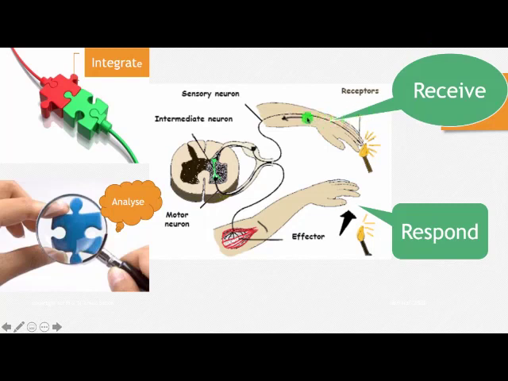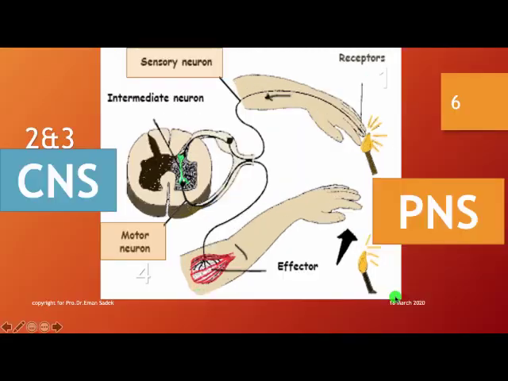Here the stimuli are received by the afferent sensory neurons, and these impulses will be integrated with other neurons and at the same time are analyzed to give the proper response through the effector neuron. Actually, the receive and respond are carried out by the peripheral nervous system, while integration and analysis is carried out by the central nervous system. So we have 2 systems, peripheral nervous system and central nervous system.